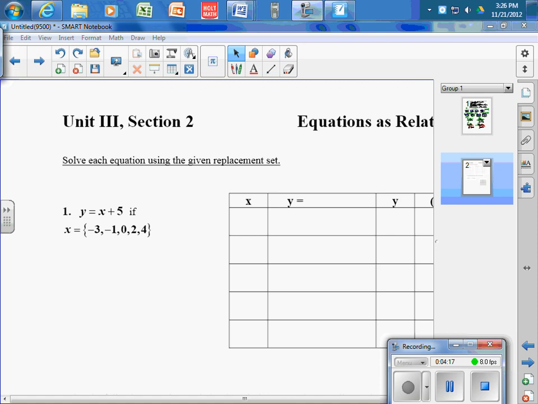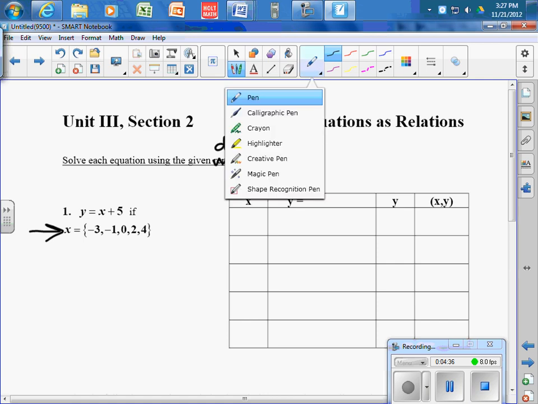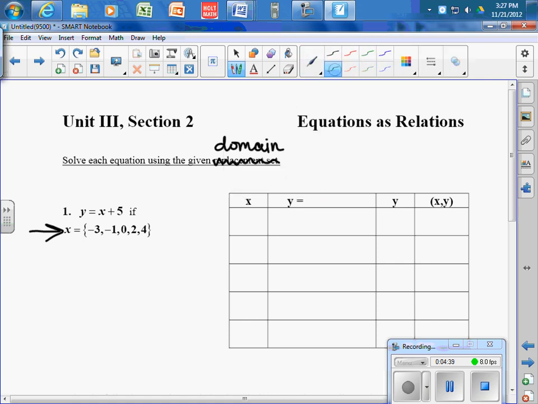All right, now we're going to solve each equation using the given replacement set. I suppose we should replace replacement set with the given domain. If you would, make that adjustment. With the given domain, meaning this. Here's our domain. It's the set of x's. So what x's am I going to be using to solve this equation?